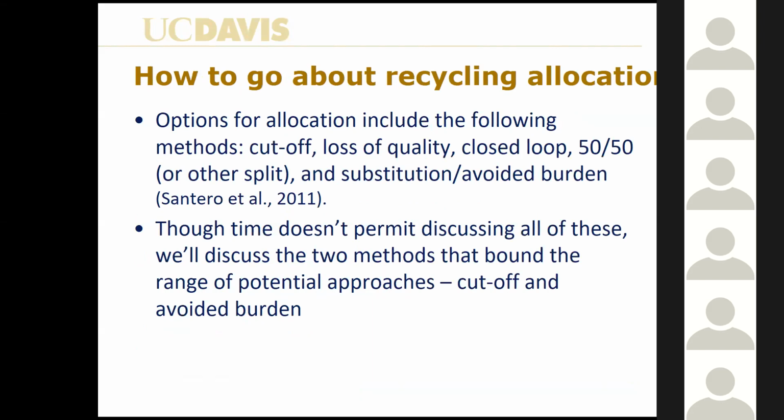So there are actually a suite of potential methods that can be chosen. This is a limited list I provided here. They include what we call the cutoff method, loss of quality method, closed loop, 50-50 or other split, and a substitution or avoided burden. I'm not going to go through all of these, but what I'm going to do is talk about what I consider sort of the boundary conditions for the different methods that we choose. And at sort of the most conservative is the cutoff method, and the most optimistic is the avoided burden method.